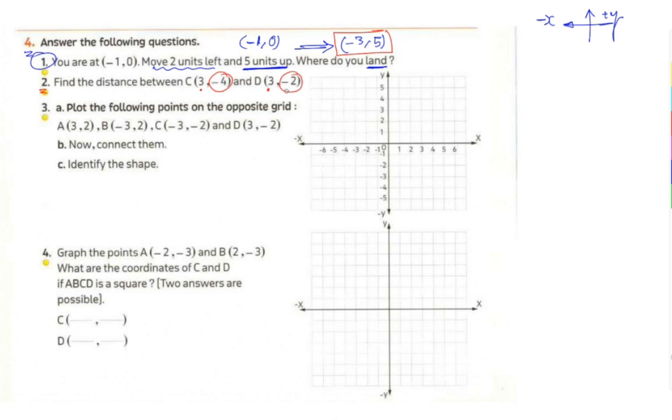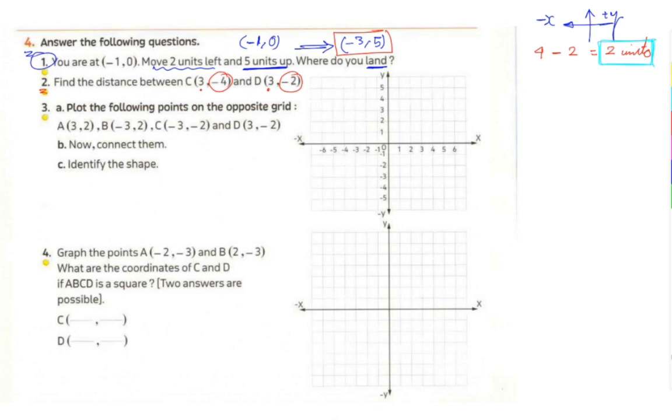To find the distance, for both negative or both positive numbers, we subtract the absolute values. The absolute value of -4 is 4, minus the absolute value of -2, which is 2. 4 minus 2 is 2 units. So the distance equals 2 units. Okay, that's your answer, 2 units.